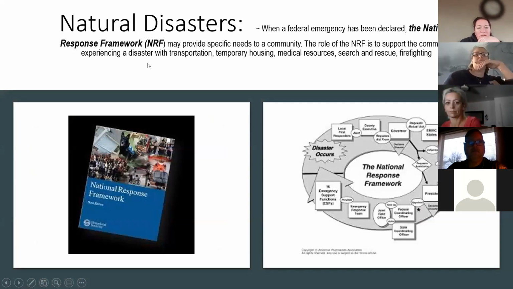Please know the National Response Framework. When a federal emergency has been declared, the National Response Framework can give stuff to the community. They can give transportation, they can give housing, they can give medical, search and rescue, and firefighting.